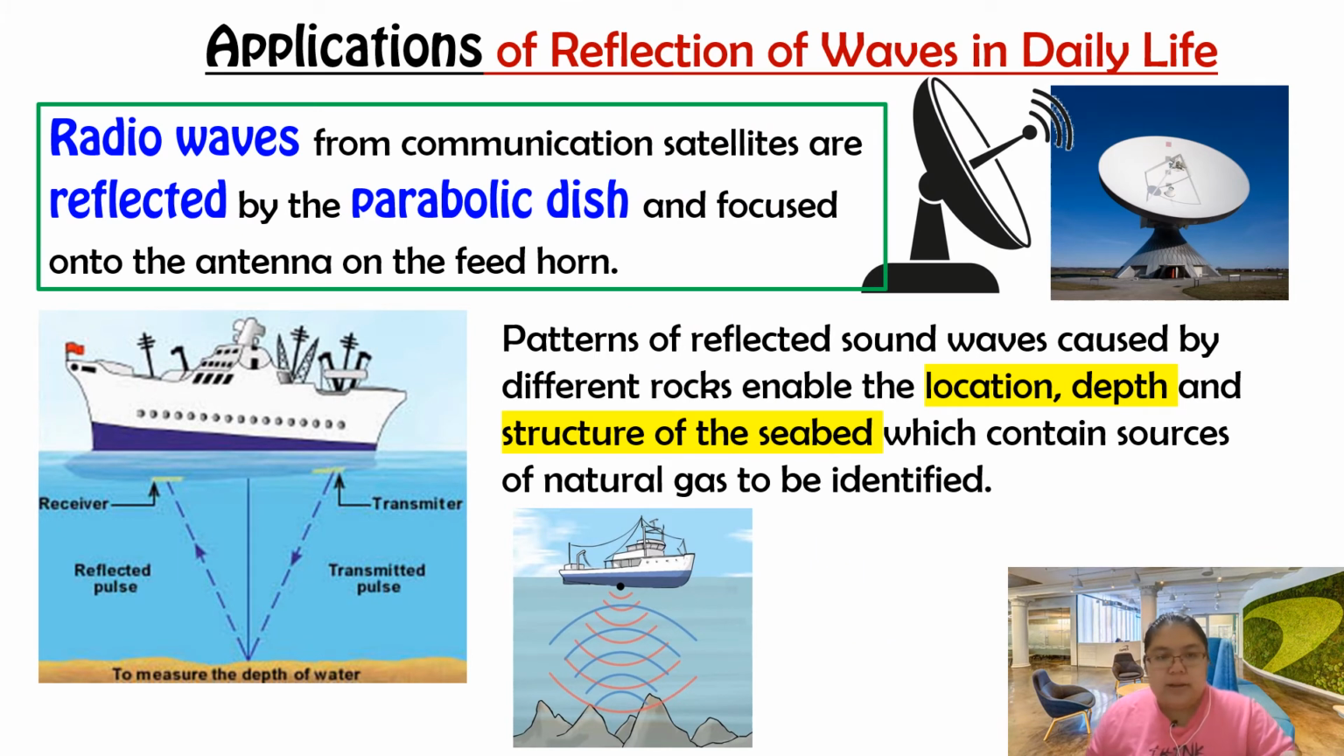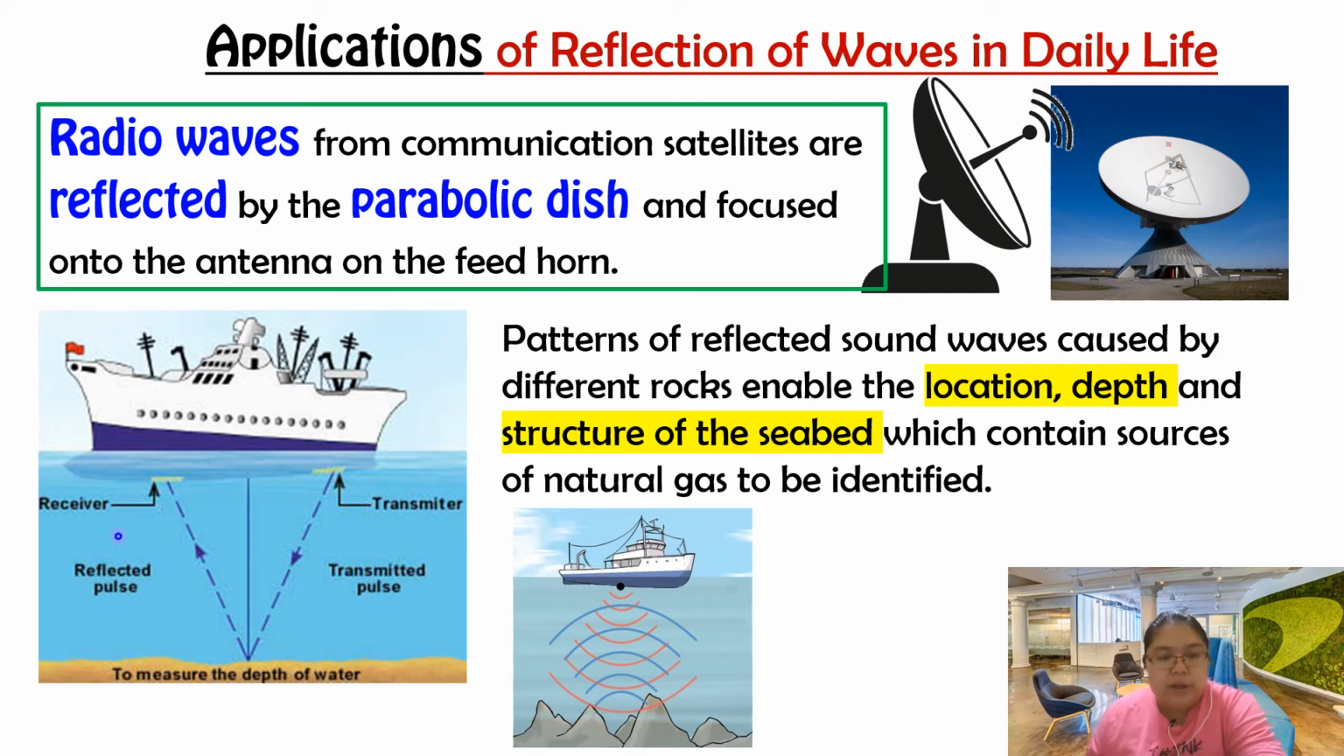Another application is used to detect the depth of the sea. From here, radio waves from the communication satellite are refracted by the parabolic dish and focused onto the antenna, the feed horn. This is also used for aeroplanes. They send the signal through the parabolic dish, and after that it is refracted back. After it is refracted back, we need to calculate the distance between the satellite and the plane.